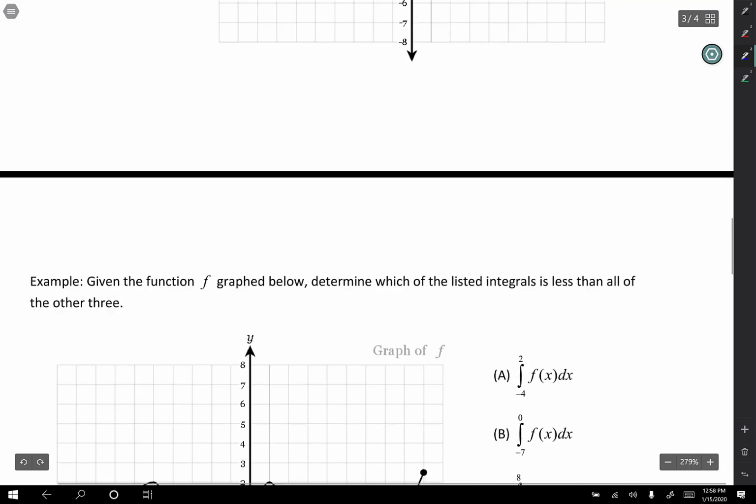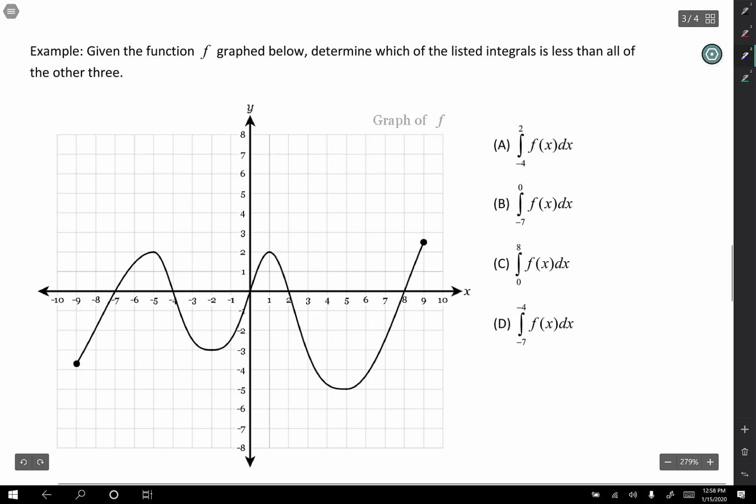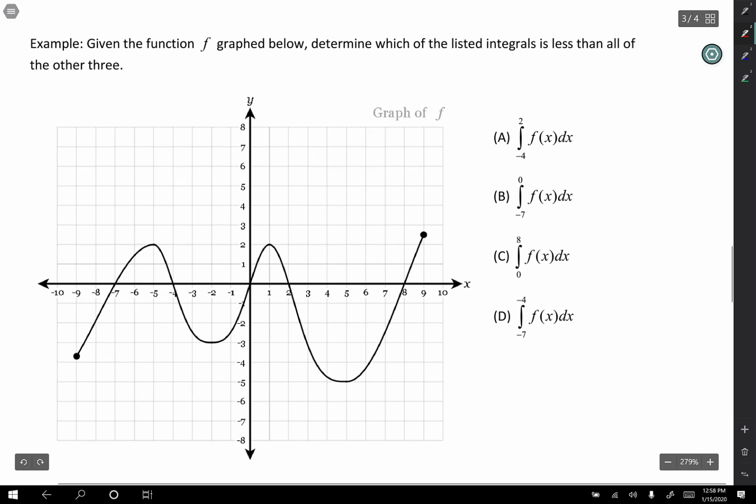All right. Next question. Notice this time we have no numbers. There are no shapes that are regular, so we're just going to have to look at it with vision. And you're not actually calculating anything. You're just circling an answer here. So it says, given the function f graphed below, determine which of the following listed integrals is less than the other three. So that means which one's the smallest.